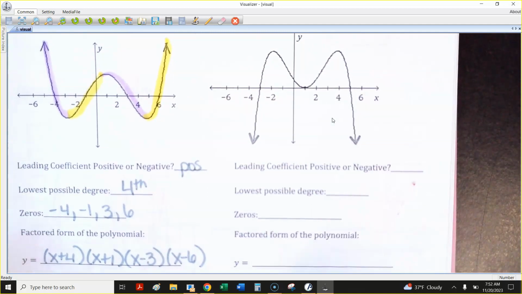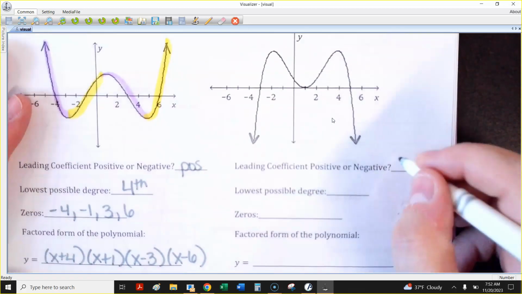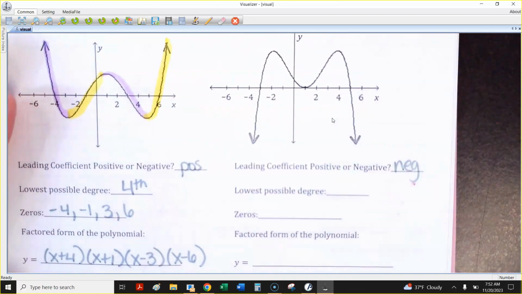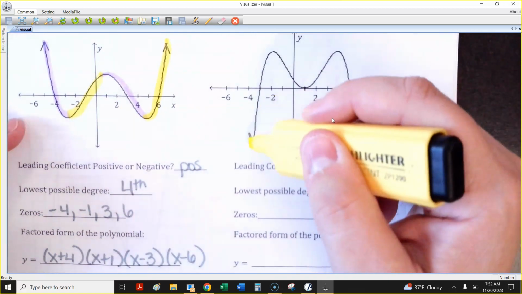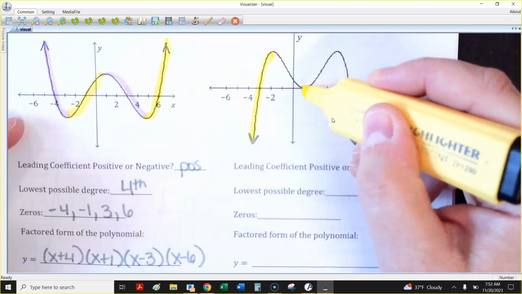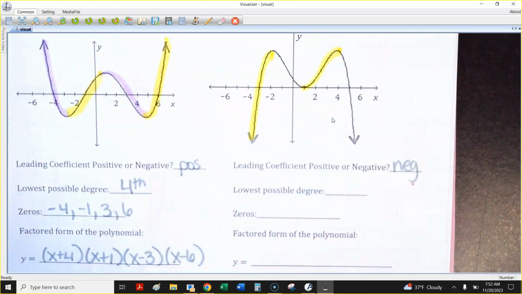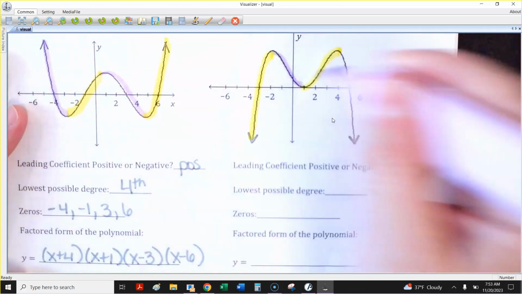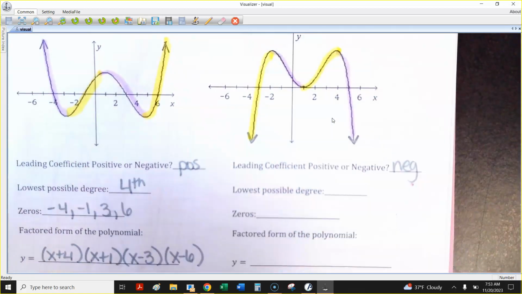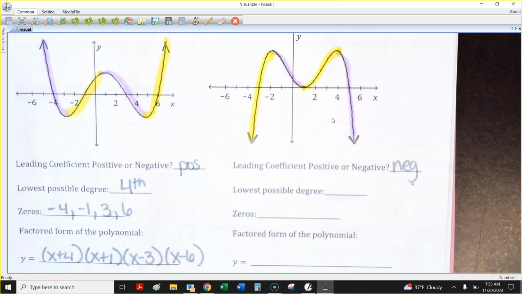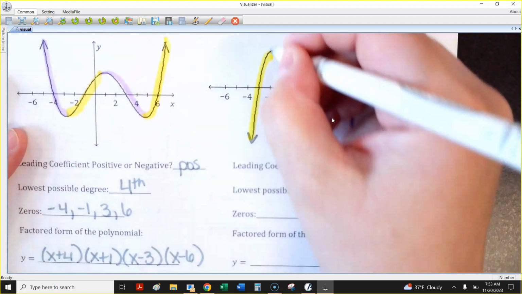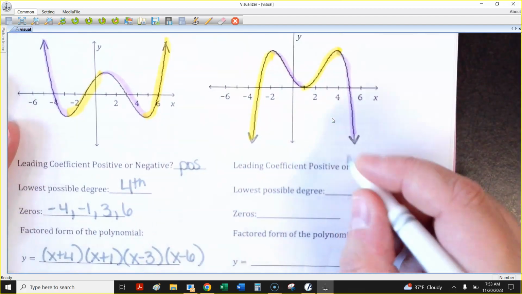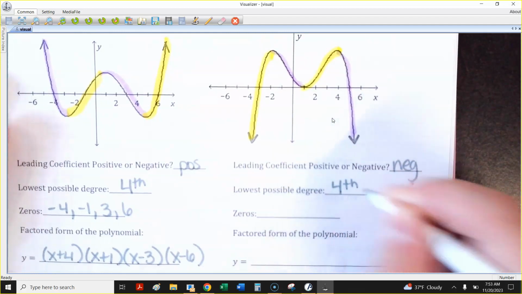Is the leading coefficient here positive or negative? What do you think? Positive or negative? It's got to be negative, right? Now my lowest possible degree here, I am increasing in a couple spots and decreasing in a couple spots. So what is my lowest possible degree going to be here? 4, right? We've got 1, 2, 3, 4. That's the number of intervals we would have there.